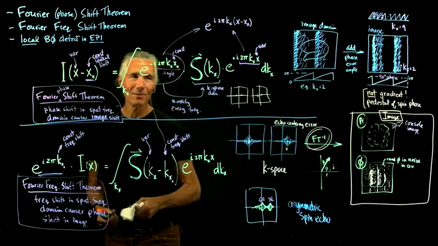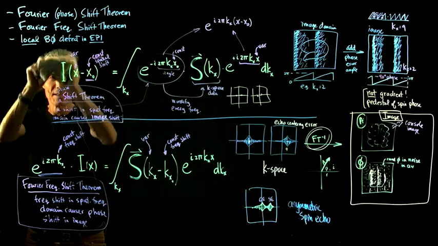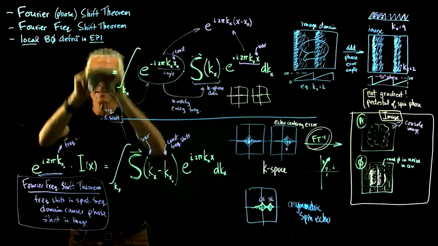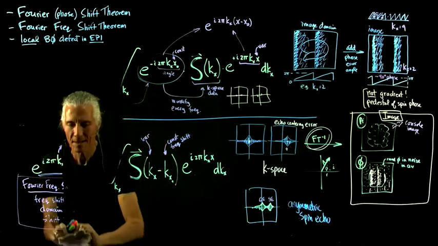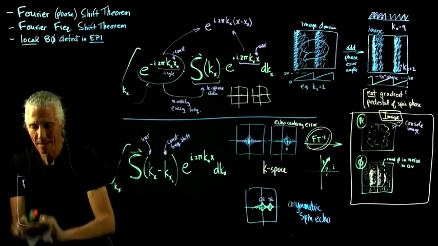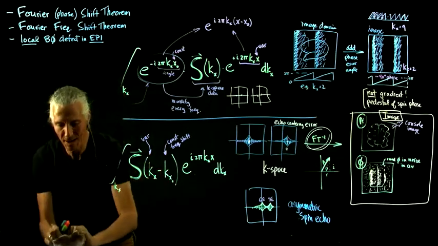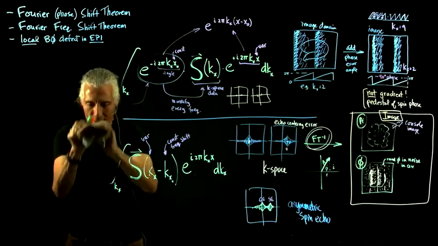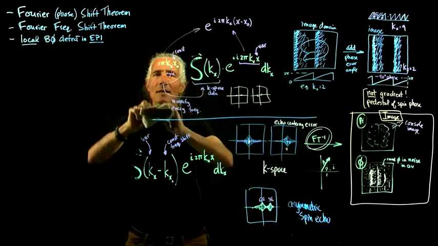Okay, so that was the Fourier phase shift theorem and Fourier frequency shift theorem. Now let's talk about what you actually deal with every day if you're doing any kind of functional MRI, which is distortions caused by B0 defects.